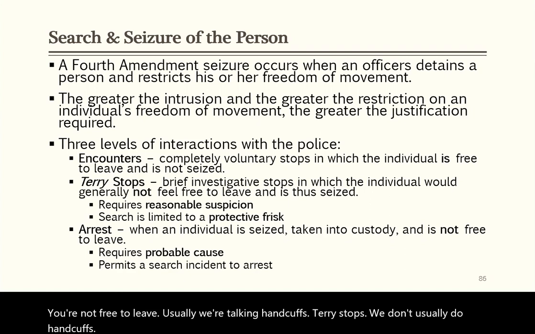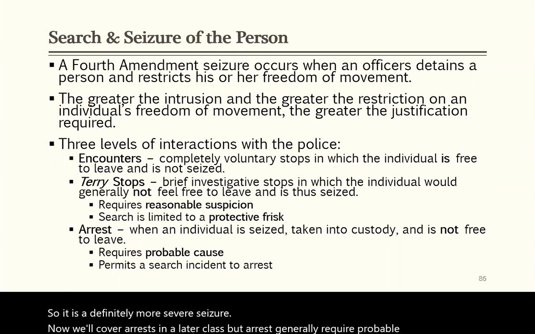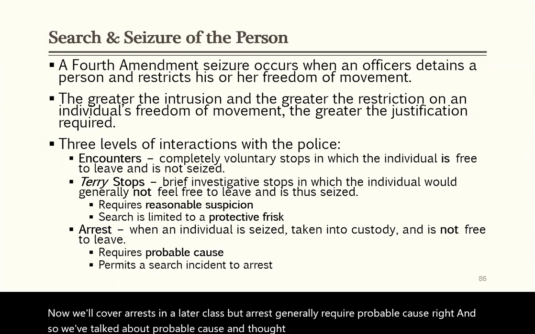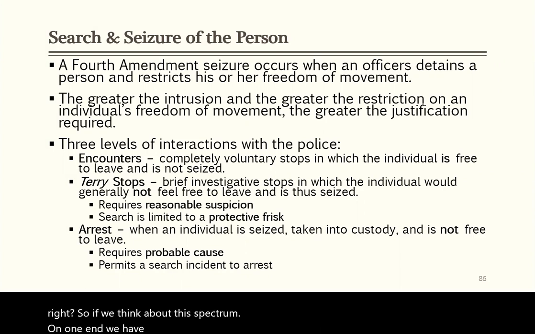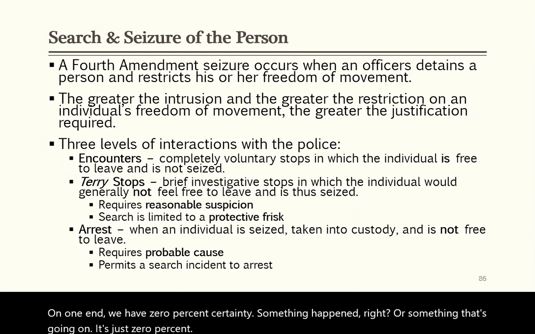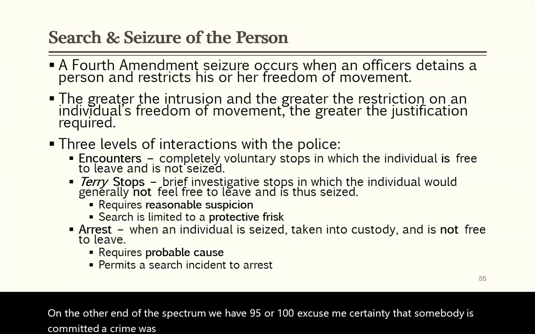So it is definitely a more severe seizure. Now, we'll cover arrests in a later class, but arrests generally require probable cause, right? And so we've talked about probable cause and thought about probable cause on a spectrum, right? So if we think about this spectrum, on one end, we have 0% certainty something happened, or something is going on. On the other end of the spectrum, we have 100% certainty that somebody has committed a crime or is committing a crime or what have you, right? So there's the spectrum, 0 to 100.